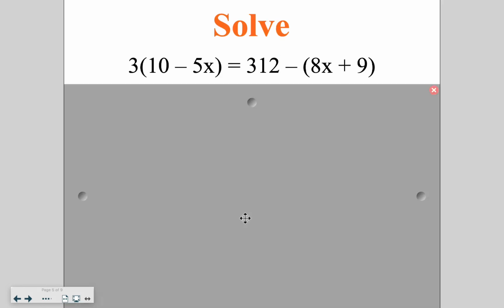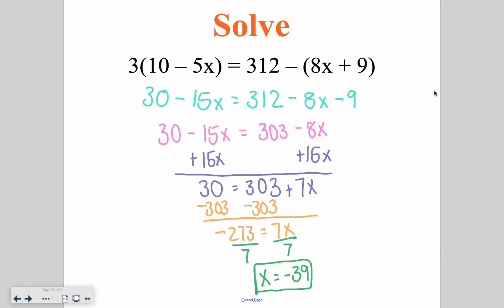Go ahead and try this one on your own. Distributing on both sides, the first one distributing the 3, the second one distributing that negative sign, combining some like terms over here on the right side, moving the x from one side to another, moving the number back to the other side, and then solving, we get x is equal to -39.